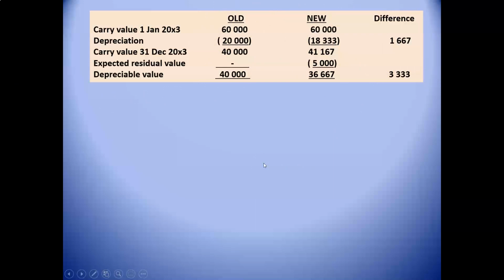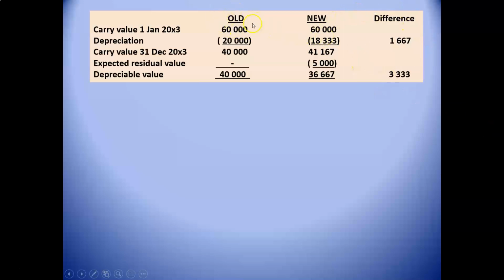Because if you do it like this, all the figures that you need for disclosure purposes are right in front of your eyes. If you're going to do pages and pages and pages underneath each other, you are guaranteed not to arrive at the answer, and if you do arrive at an answer, it's going to be the wrong answer. So listen to the old auntie, she knows what she's talking about. You do the old and the new method next to each other.